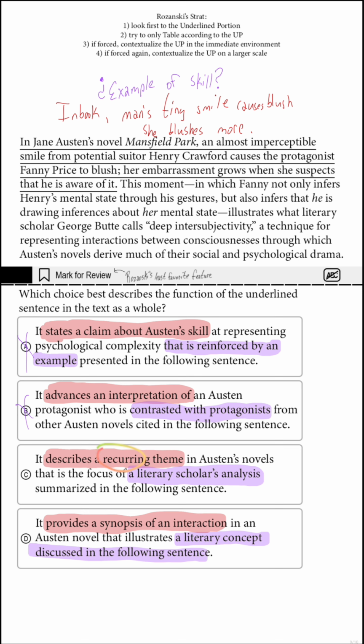I don't like the notion of recurring because right from the underlined portion, it's speaking to one thing. In order to access recurring, I need this line at the end, but I don't want to forget that I first fight my fight in the underlined portion. So for that reason, I don't like C. Additionally, I don't like calling this a theme.